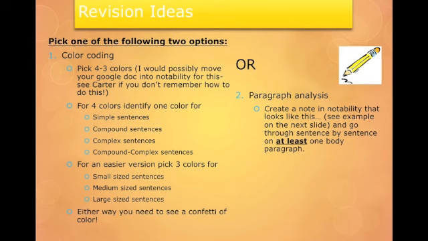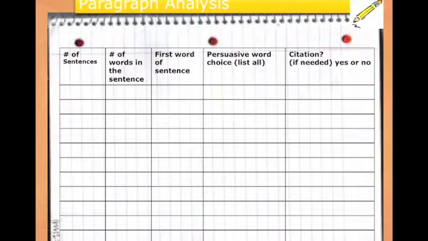Now remember, I'm giving you these two options. You pick which one's going to be the best for you, color coding or a paragraph analysis. You make that decision. But here's what you're going to create if you're going to do the paragraph analysis. It's going to look like this. All right, so in Notability, you're going to create kind of like a table, a chart. In one column, you're going to do number of sentences, and another column, number of words in the sentence. Another column, first word of sentences, persuasive word choice, and then citation if needed.